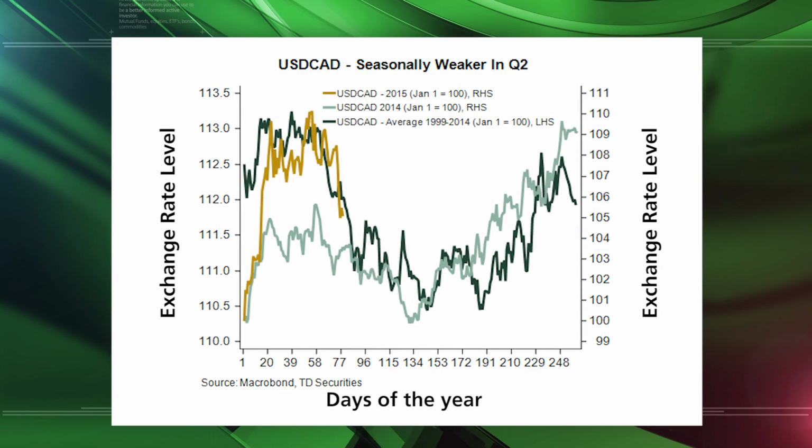What we've done here is just look at the average performance of the US dollar against the Canadian dollar over the last 15 to 16 years. That's the dark green line on the chart. Then we're comparing that to last year, which is the lighter green line. And the goldish colored line is the current performance of the US dollar. That's all been rebased back to 100, just to give us an even comparison.